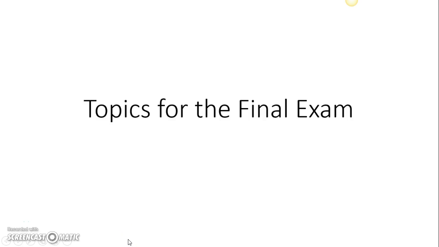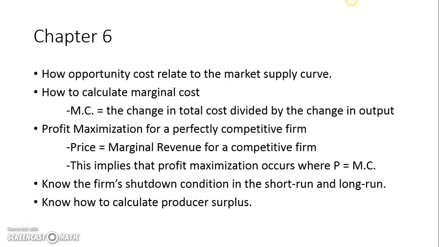So I wanted to go over with you real quick some topics for the final exam that I think you guys should review for the final. From Chapter 6, first and foremost, understand how opportunity cost relates to the market supply curve and why the supply curve is upward sloping. Know how to calculate marginal cost, and it's a little different than we calculated marginal cost previously.